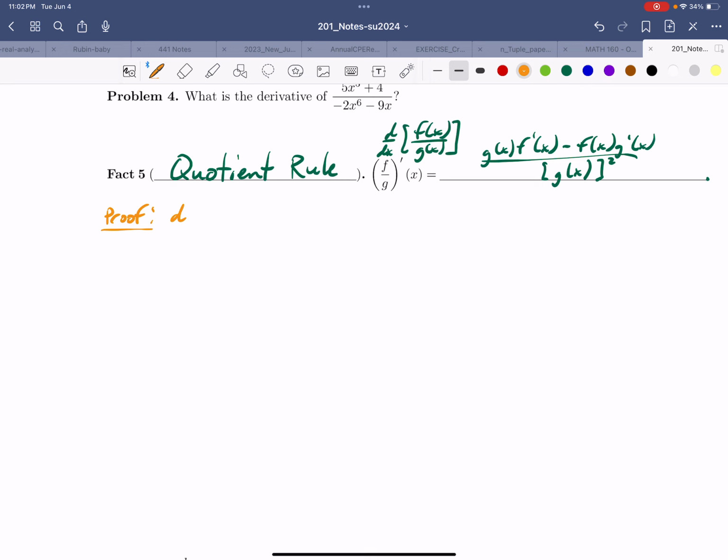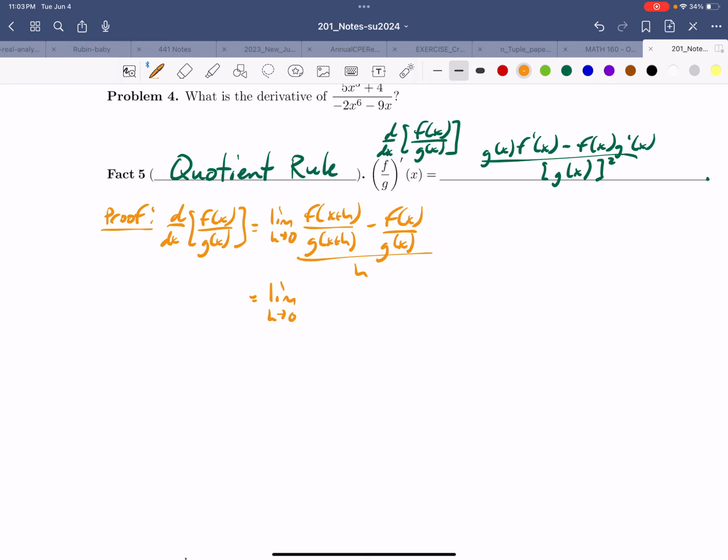The derivative with respect to x of f of x over g of x equals, well, you know what it is. The limit as h approaches 0 of f of x plus h over g of x plus h minus f of x over g of x, and then all over h. Right? And we can quickly rewrite this as something a lot more palatable.